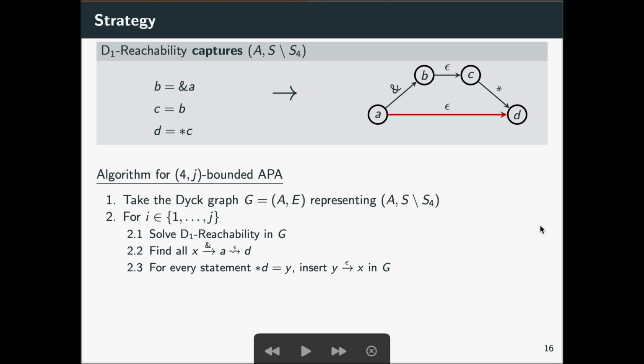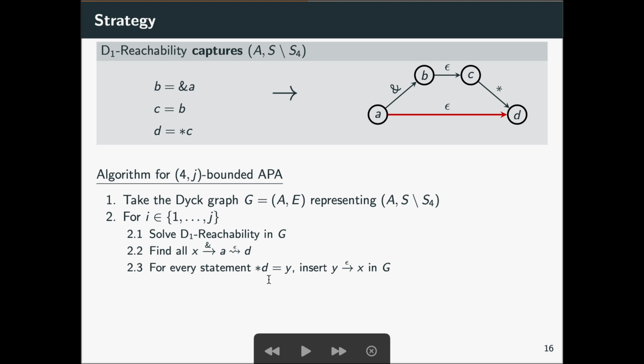So, to solve the bounded analysis where we limit the number of applications of type 4 statements to be j, we may simply solve j instances of the Dyck reachability problem that is implied by the other three types of statements. In each iteration, after we solve the Dyck reachability problem, we apply all the type 4 statements that are applicable due to the new reachability information discovered, and we repeat.